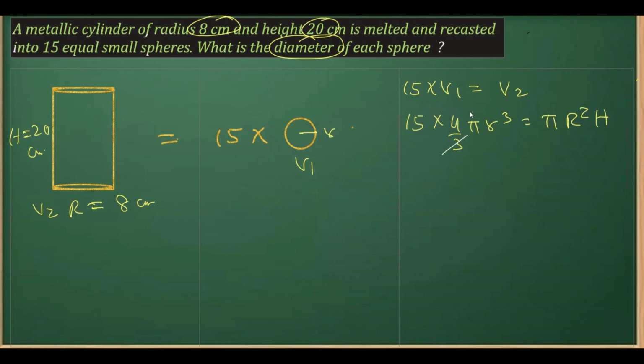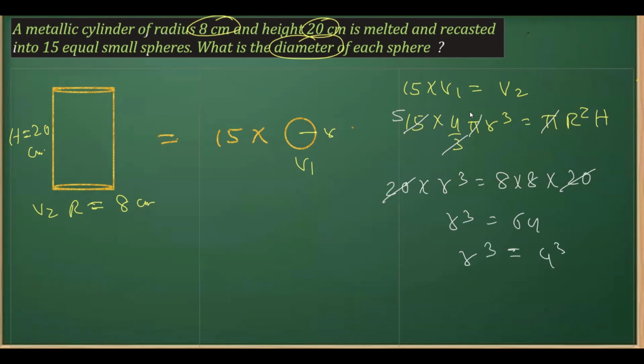Now I can see that this 3 can be cancelled with this 15, leaving 5. Later pi and pi get cancelled. So if I have to get r cube, I'll place this capital R which is 8 here. So it comes as 8 into 8 into the height, which is 20. And this side we have 2 into 5 into 4, right? We have this 5 into 4, that is 20. So this is 20. Now if I cancel this 20, I get r cube as 8 into 8, that is 64. That means r cube is, I can write 64 as 4 cube. That means r comes out to be 4 centimeter.